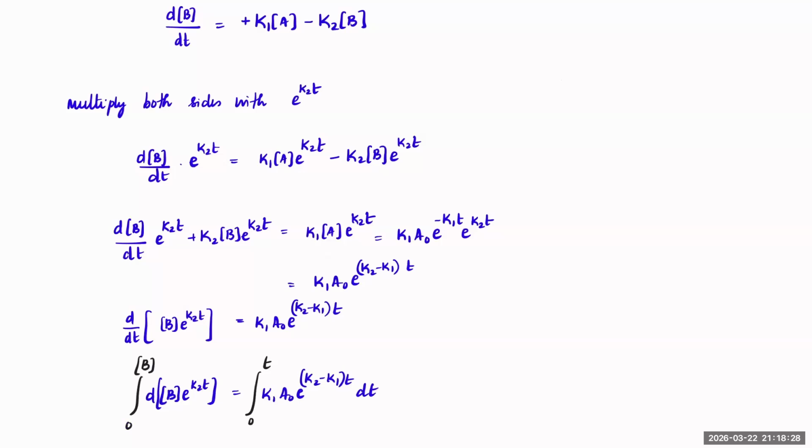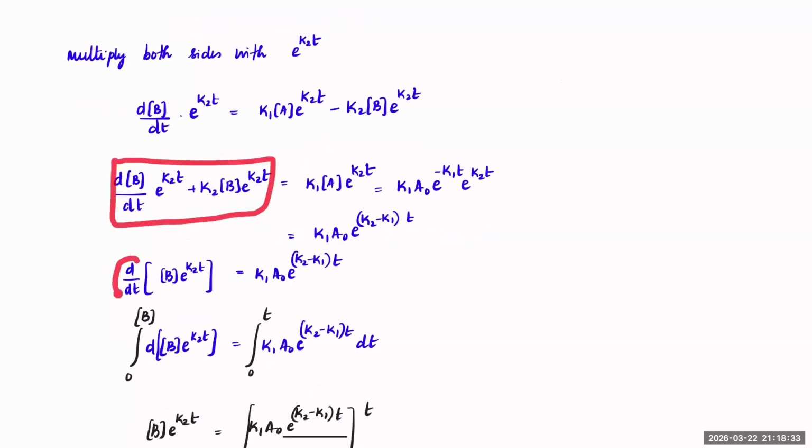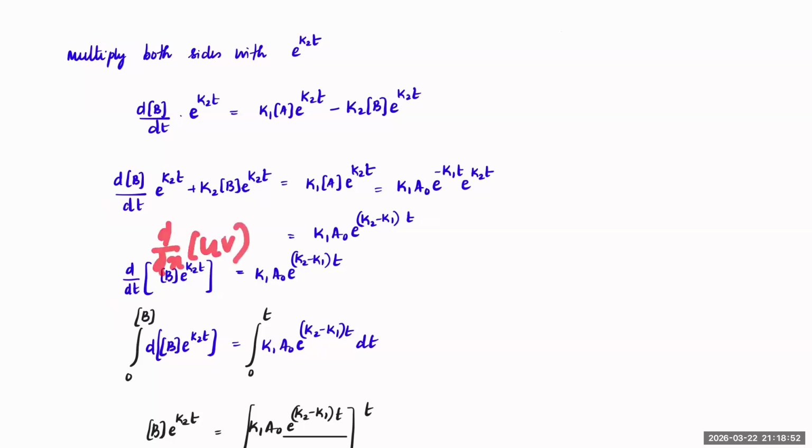Now have you noticed this one? This is same as differentiation with respect to T of two variables, one is B and the other one is e raised to power of K2 into T. Correct? Because if you differentiate that with respect to T, you will get the same expression. Notice this is like d by dx of uv, isn't it? So if you differentiate that, we'll get dB by dt into e raised to power of K2 T, and second time, keeping the B constant, you have to differentiate this one, so K2 into e raised to power of K2 into T.